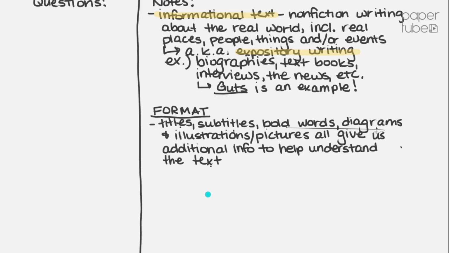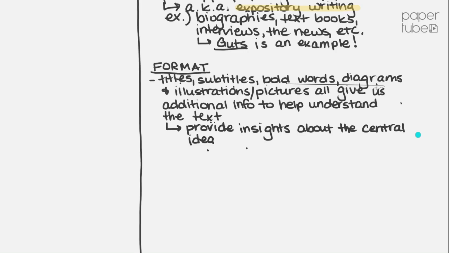So when you're reading an informational text, pay attention to the text features because they are actually giving you more information that you can use to understand what you're reading. And all of those things that I've just mentioned, not only do they help us understand what we're reading, but by paying attention to them, they can also help us more clearly identify the central idea of the text.